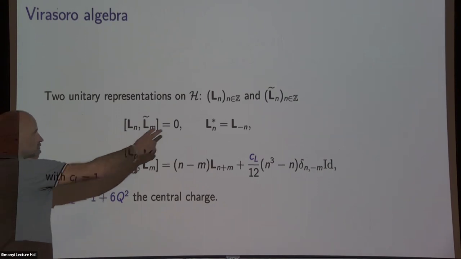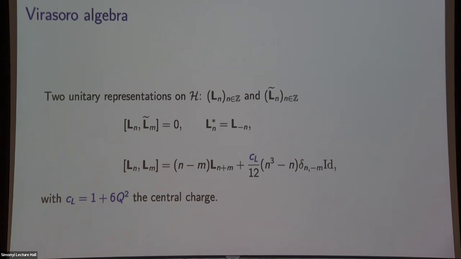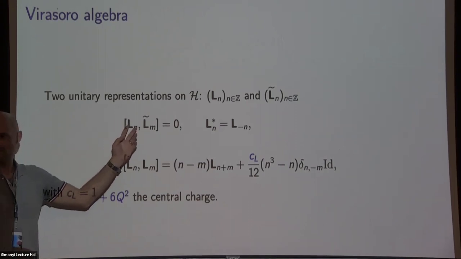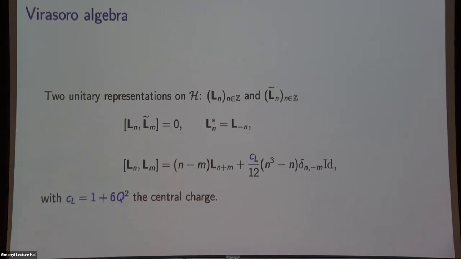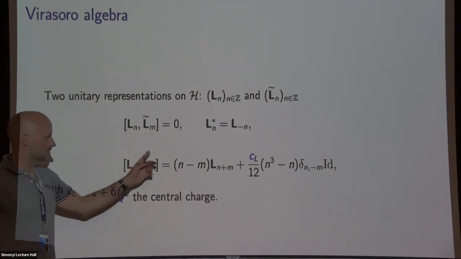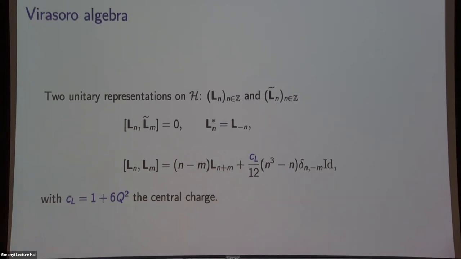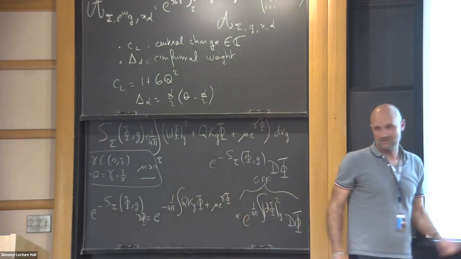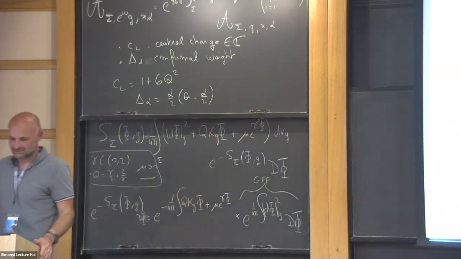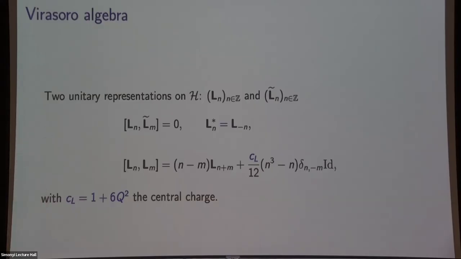So we have two copies: L_n for the first copy and L tilde_n for the second copy. Those two representations commute. They are unitary in this sense, so the adjoint is this relation. The commutation relation of the Virasoro algebra is this bracket here, and here you have the central charge. c_L is this quantity here, 1 plus 6Q squared. So we have two copies of these operators, and we will see how this whole family can help us in constructing a nice basis of our Hilbert space.